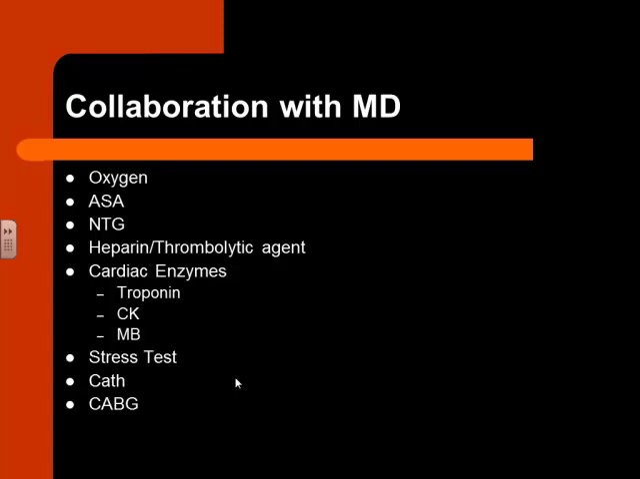Do they need a stress test? Do they need to go right to the cath lab? And then once they do have a stress test, or they go to the cath lab and we see what we found during any of those procedures, do they need a stent? Do they need medical therapy? Or do they need CABG, which is coronary artery bypass graft, which is open heart surgery?